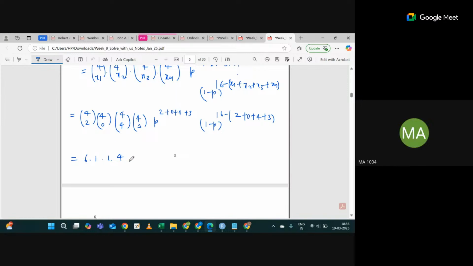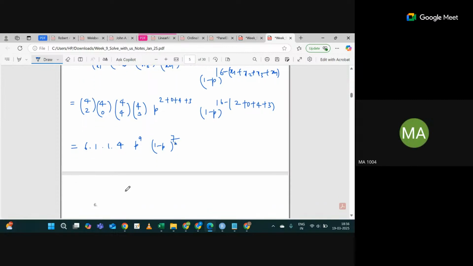Okay. So this will be P raised to the power 9 and (1 minus P) raised to the power 16 minus 9, which is 7. Is this clear till now? So we got the likelihood as 24 times P raised to the power 9 times (1 minus P) raised to the power 7.